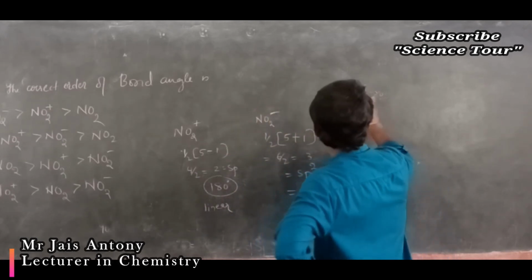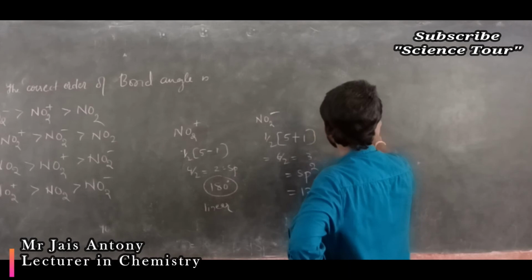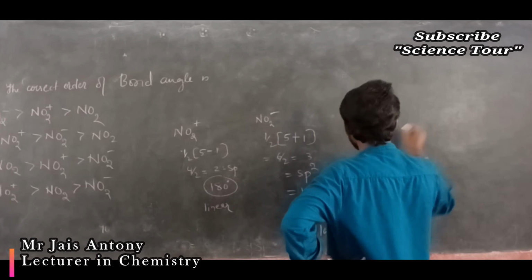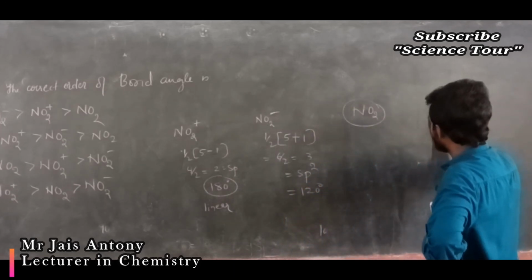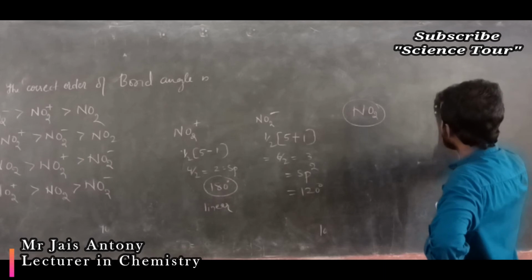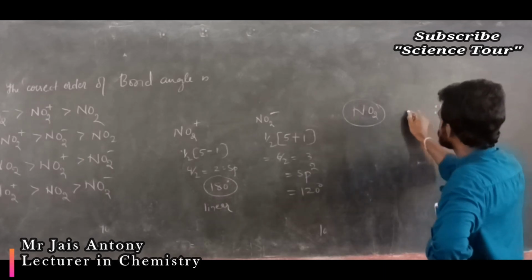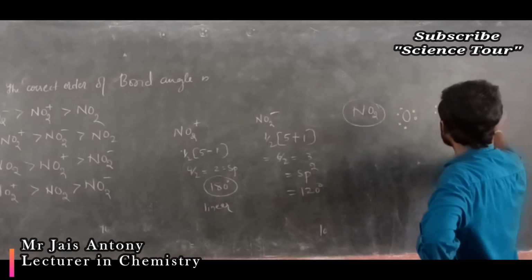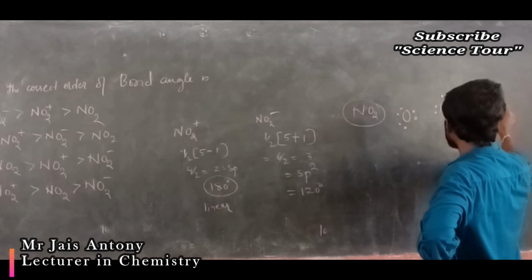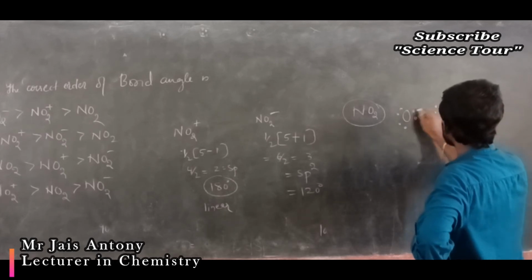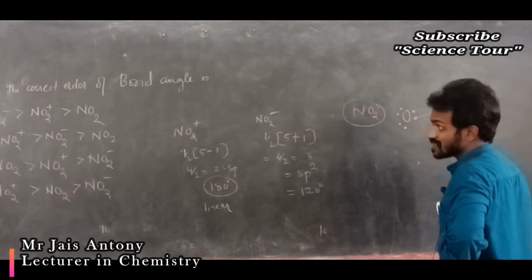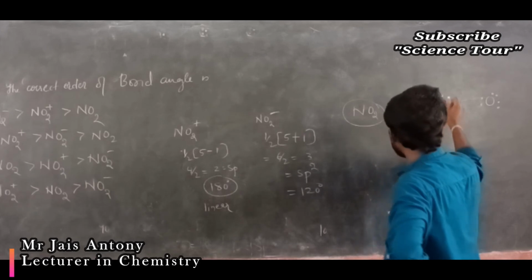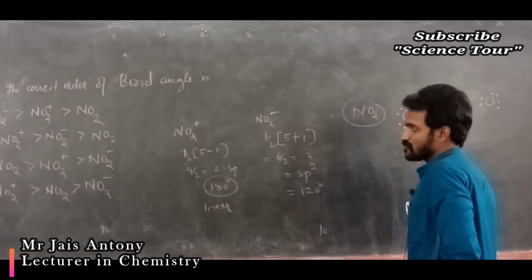And the last one is NO2. In this case, my dear students, there is a little confusion for you, but I will write the structure of NO2. Nitrogen has 5 valence electrons, each oxygen has 6 valence electrons. So these will form bonds like this, and here one unshared electron is present, that is very important, my dear students.